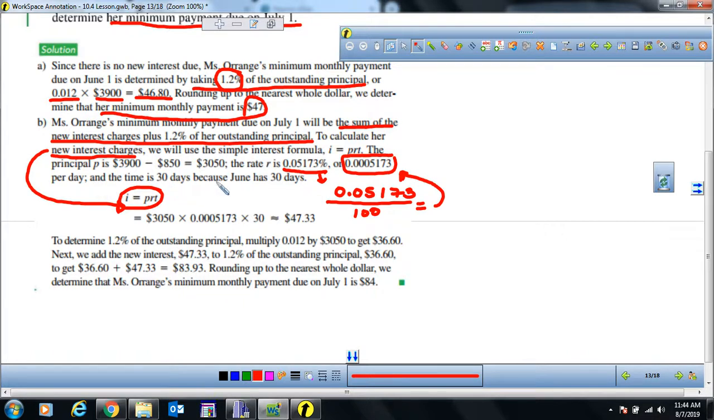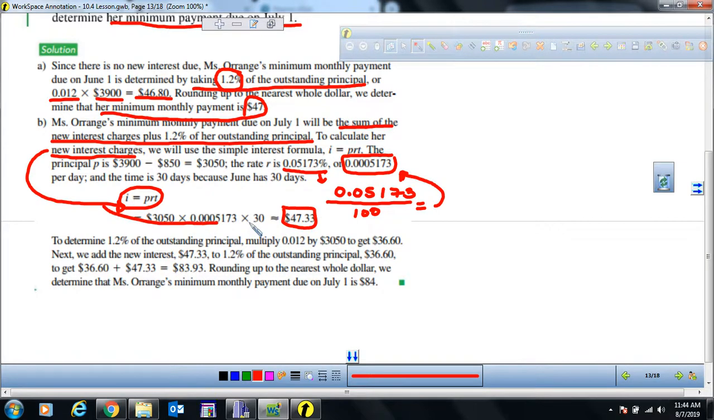And the time is 30 days, right? Because you're going to count how many days are from June 1st to July 1st. So June had 30 days. So then you're going to say the principal is the remaining balance after she paid the $850, times the rate, times the 30 days. That gives $47.33. This number is the interest charges.